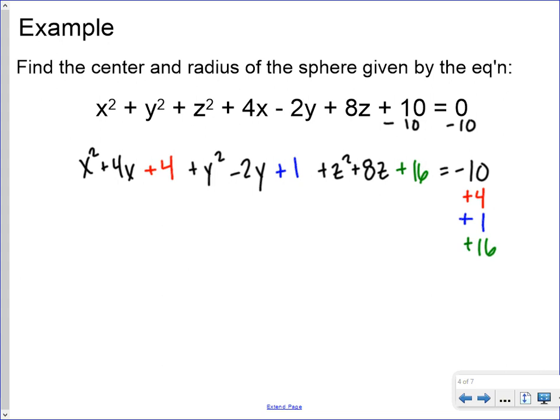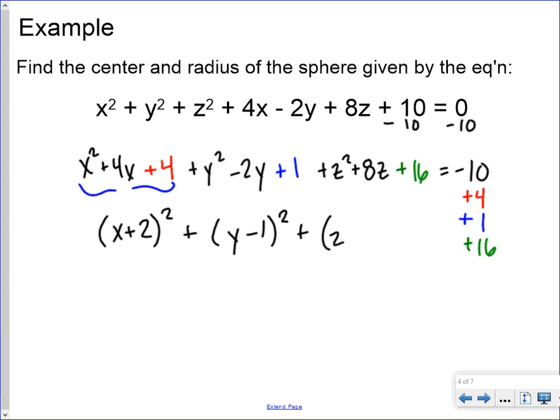So then you can do the work, and each of these perfect square trinomials are going to simplify. So x squared plus 4x plus 4 is really x plus 2 times x plus 2, or x plus 2 squared, plus y minus 1 squared, plus z plus 4 squared. And then negative 10 plus 4 is negative 6, plus 1 is negative 5, plus 16 is 11.